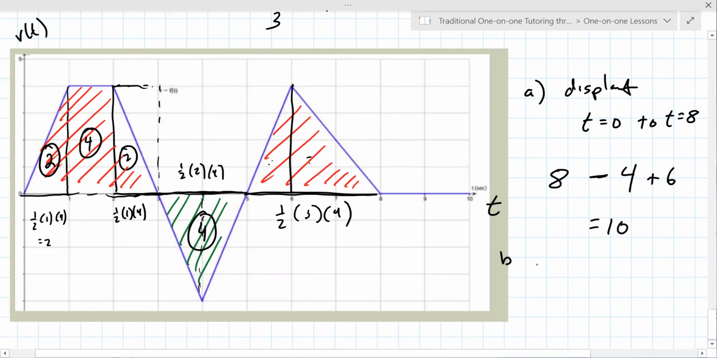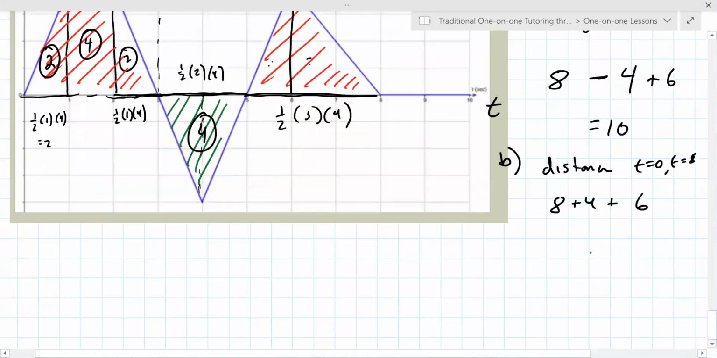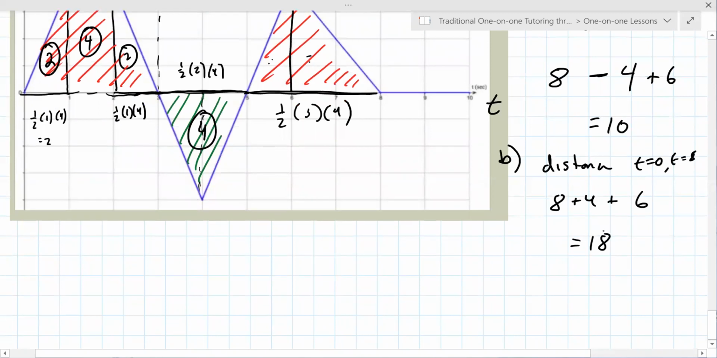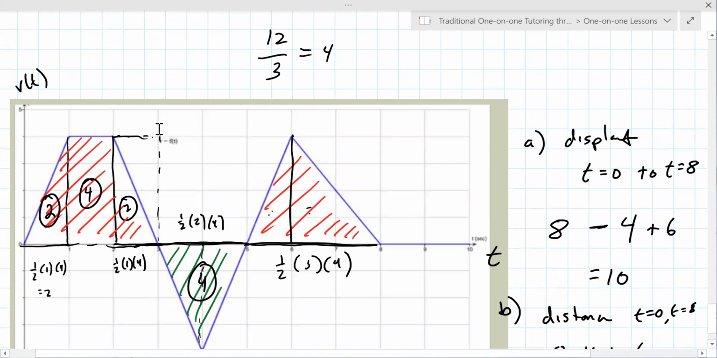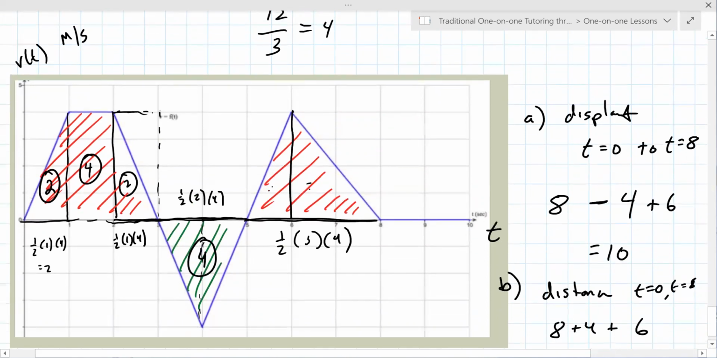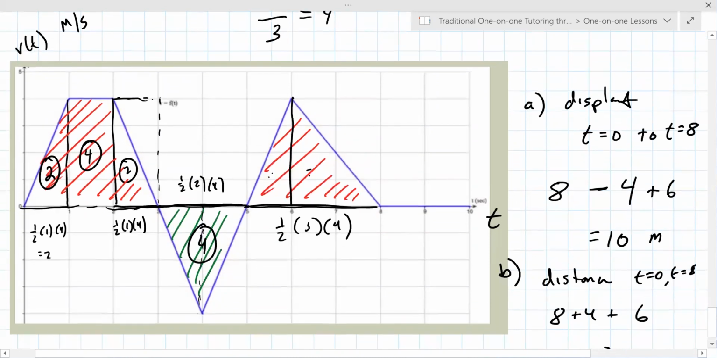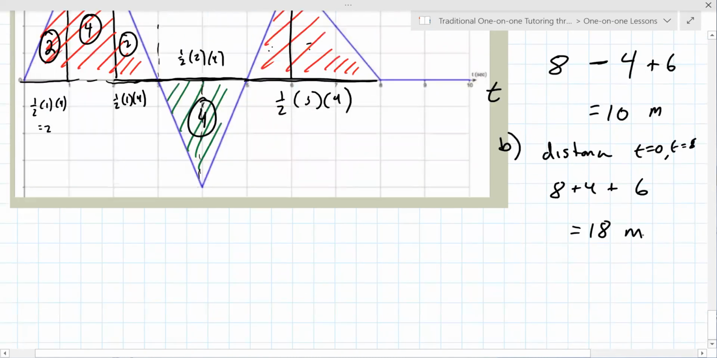Part B, let's say, what is the distance? So no negative. Right. So wherever you had a negative, it would be 8 plus 4 plus 6. So 18. Yes. And because this is an application problem, they didn't give you any units in here, but let's just say it was meters per second. Your answer needs to have meters in it, or feet, or whatever the units are when you're doing this problem. Okay.